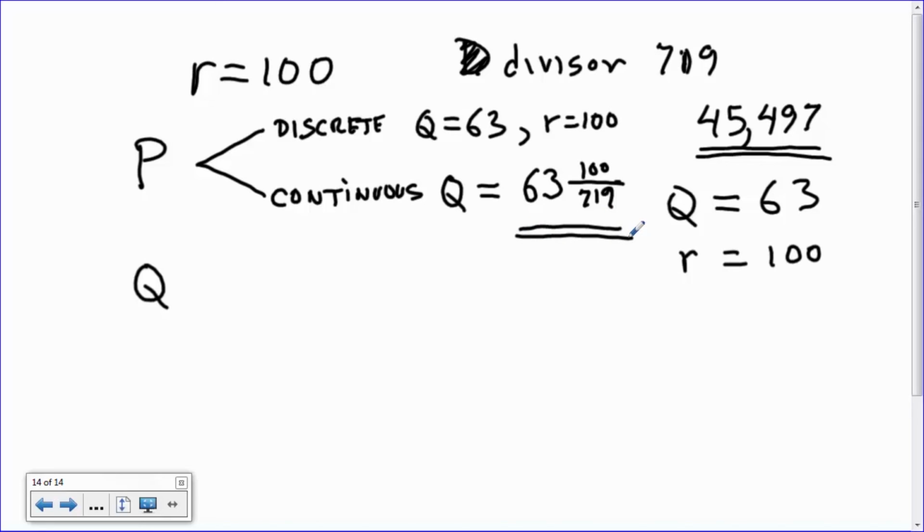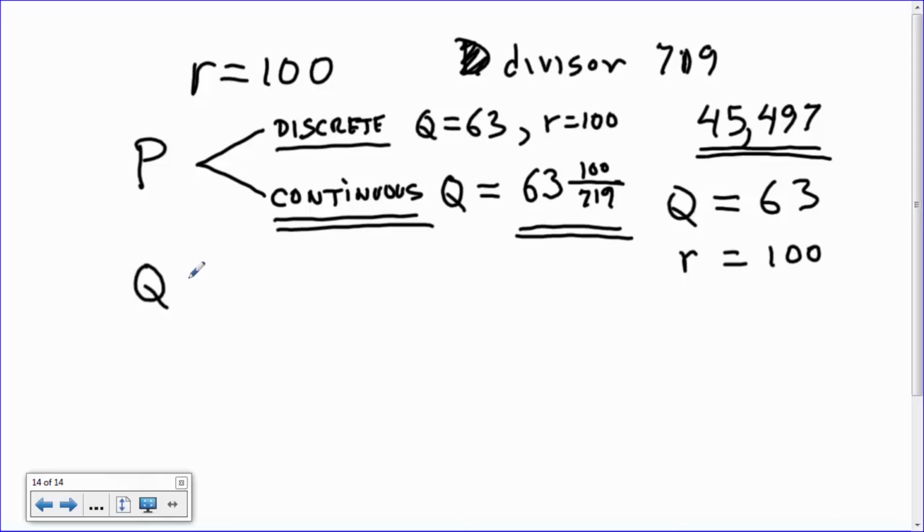719ths cookies. So each kid, if these were kids at the elementary school, they're going to get 63 cookies, and then they're going to get a cookie that size 100 719ths parts of one whole cookie. So here's a situation where you have a remainder, or the quotient is exact, there is no remainder, and it depends on whether the objects are discrete or continuous.